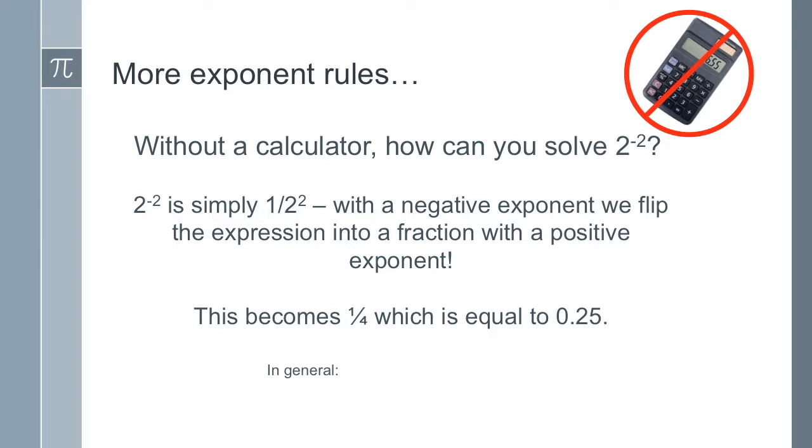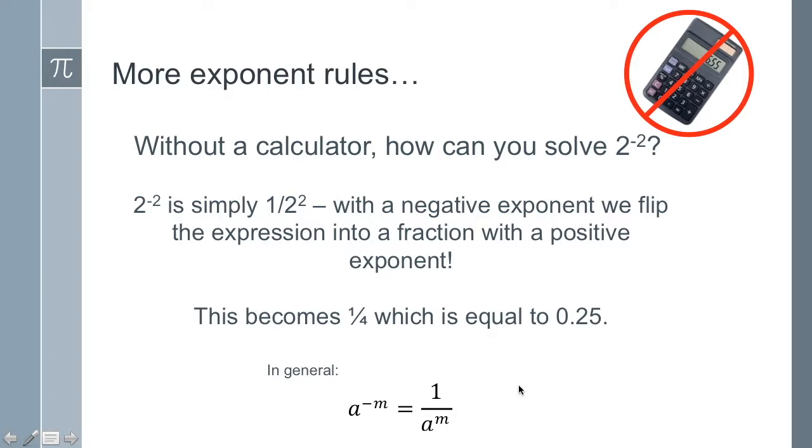Okay, so in general, if we have to write this rule out, it would be any base a to the power of a negative m is equal to 1 over a to the m. So again, you have a negative exponent, bad, don't like it. Let me flip it, let me make it into a fraction, let me put it over 1, and let me change my exponent into a positive.